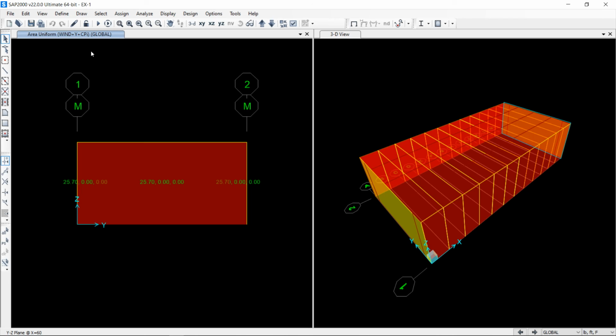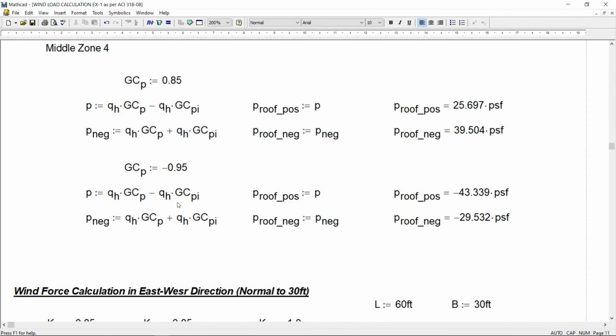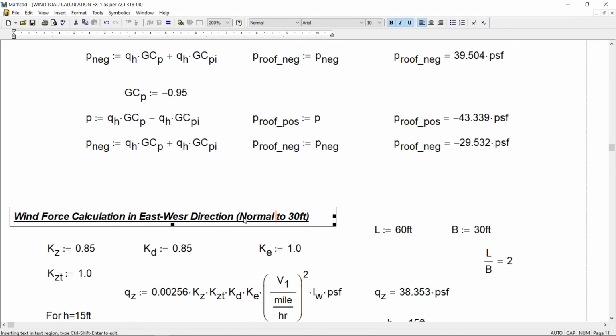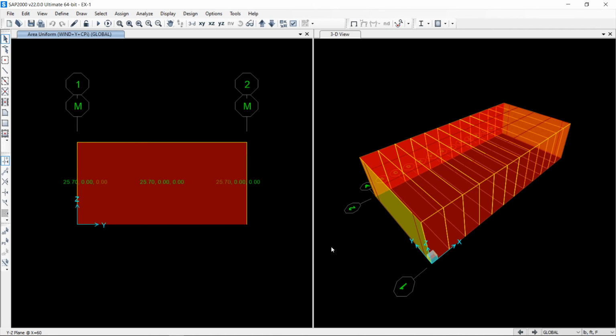So now this concludes the application of load on a closed structure when the wind is blowing on the larger side. Similarly, we can repeat the same calculation, although it has been repeated. I have done the same thing when the wind is normal to the 30 feet side, that means when wind is blowing in positive x direction, then we can do the same thing.